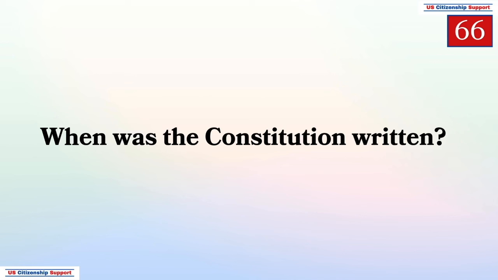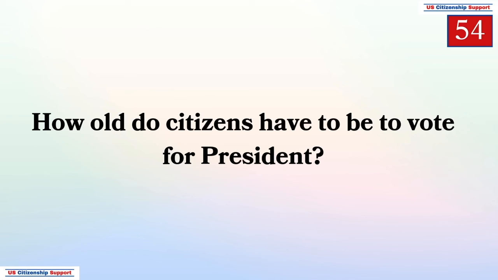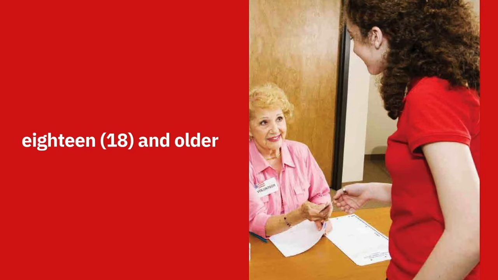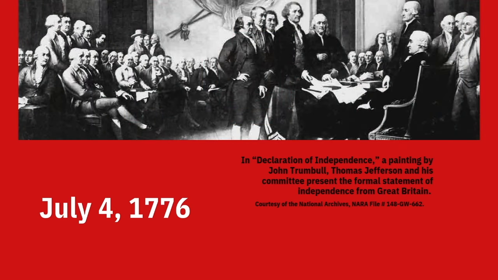When was the Constitution written? 1787. How old do citizens have to be to vote for president? 18 and older. When was the Declaration of Independence adopted? July 4, 1776.